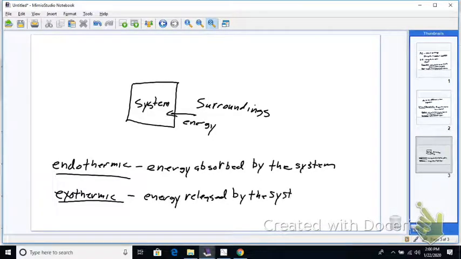And again, the system is anything we're focusing our time and attention on. Okay? So we're going to come up with, here before you guys go today, look at some scenarios of that. All right. Here's our first. We're going to go back to temperature and heat.